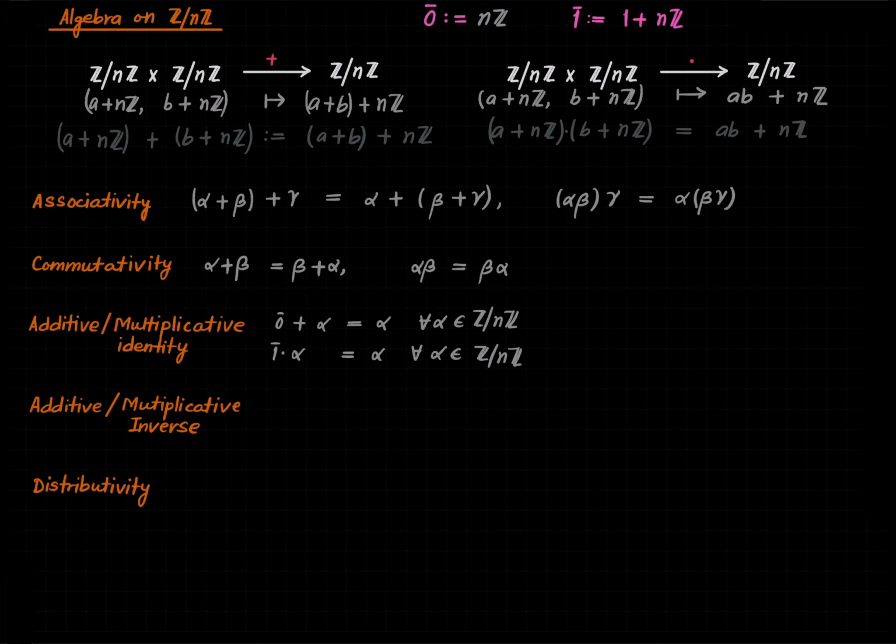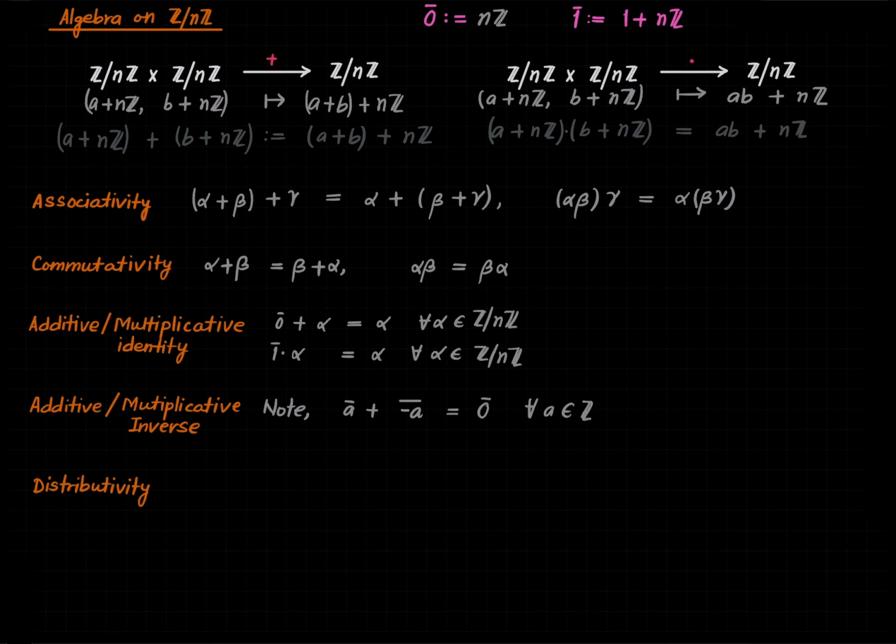Okay, very simple. Additive and multiplicative inverse. So if alpha is, let's say, a plus nZ, or a bar, then observe, or note, that a bar plus minus a bar is equal to 0 bar for all integers a.